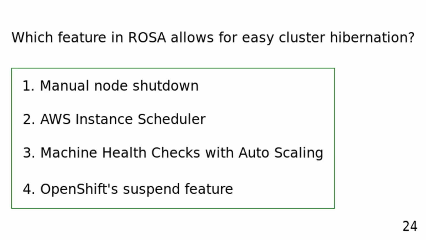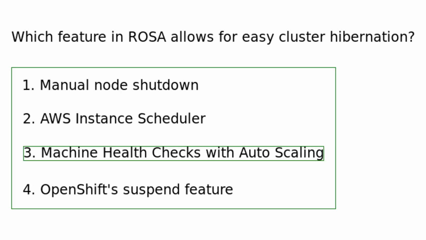Which feature in ROSA allows for easy cluster hibernation? Manual node shutdown. AWS Instance Scheduler. Machine health checks with auto-scaling. OpenShift suspend feature. ROSA uses machine health checks with AWS auto-scaling to enable easy cluster hibernation during off-hours.